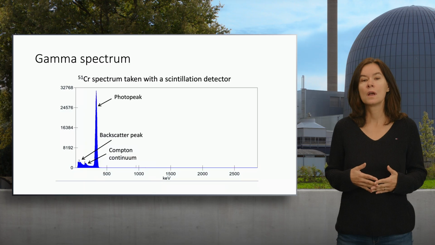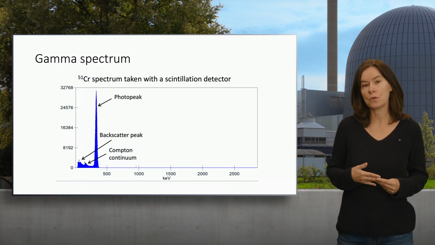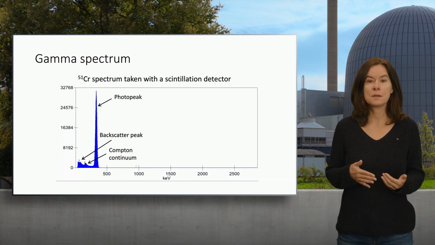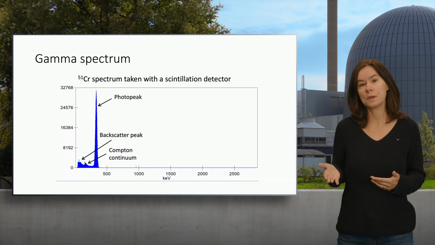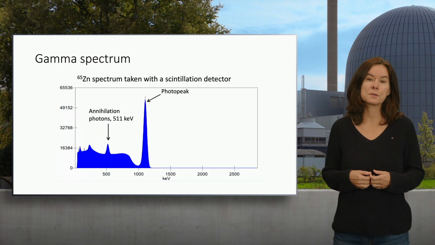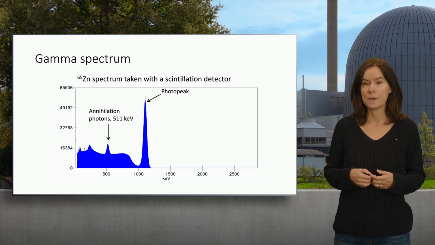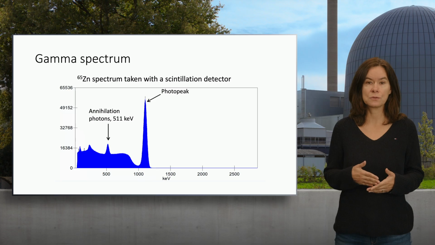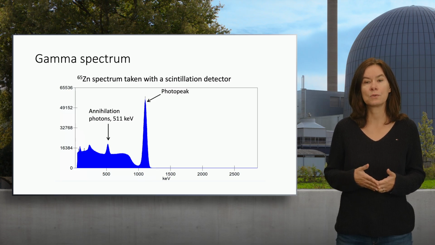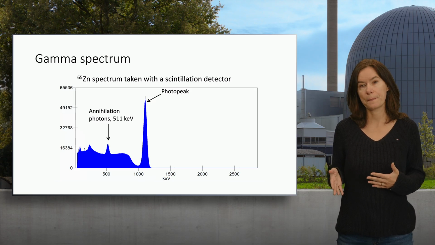The gamma spectrum of chromium-51, shown on the slide, looks different than that of cobalt-60. There is no sum peak, no X-ray, and a much less pronounced Compton continuum and backscatter peak. On this slide, you can see the gamma spectrum of zinc-65, which is a beta-plus emitter. The emitted positrons interact with electrons, leading to annihilation and the emission of two photons of 511 keV, which produce the photopeak at the corresponding energy level.